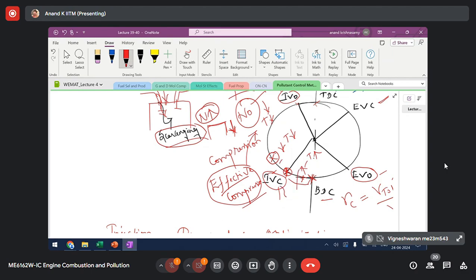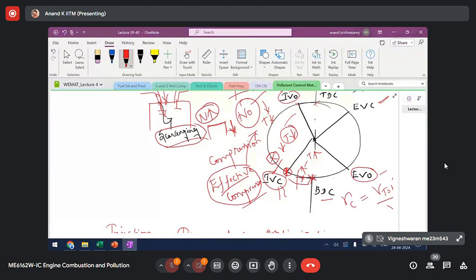It can be here, it can be here. Accordingly, you are varying the effective compression ratio. Based on that, the in-cylinder temperature will be varied. Suppose if you increase compression ratio, you know temperature is going to be high. If you reduce compression ratio, you are going to have a lower temperature. So based on the pollutant control method, you can increase or decrease.